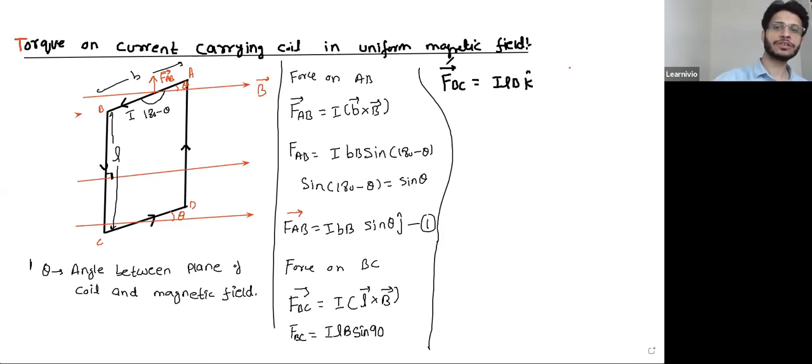Just check it once. This is your coil. Current is coming downwards now. So place your fingers in the downwards direction and curl them horizontally along the x-axis. Your thumb will come out of the screen. Are you getting it? For this BC, your thumb should come out of the screen.